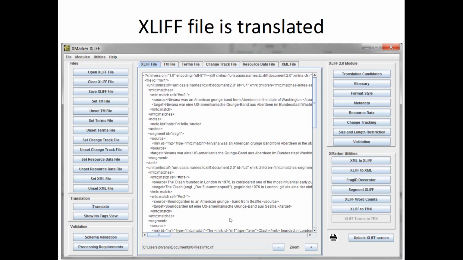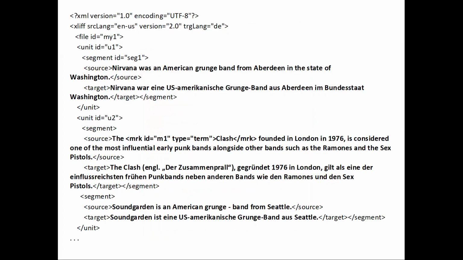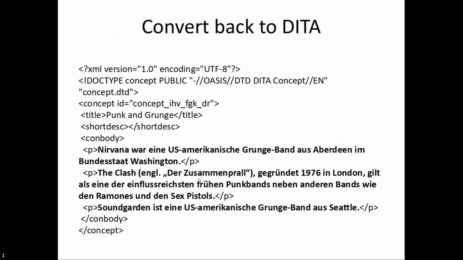Okay, so then the XLIFF file is translated. So now we have this XLIFF file that has been filled in, in this case, with translation memory. We convert it back to DITA, and now we have Nirvana, Clash, and Soundgarden sentences in the exact same concept topic, but now instead of the source language of English, they are in the target language of German.